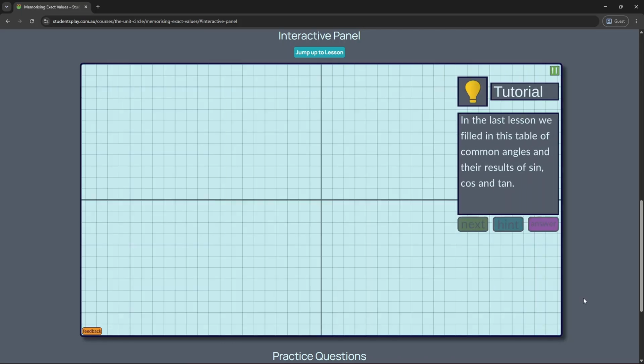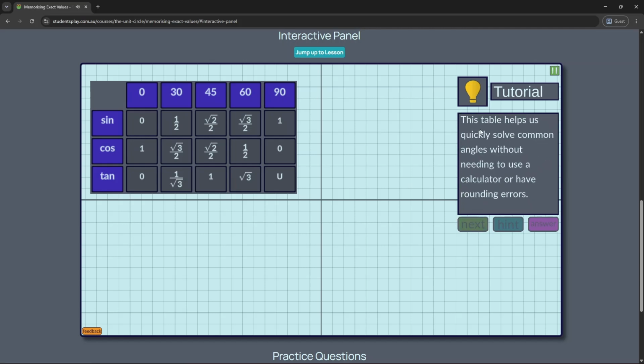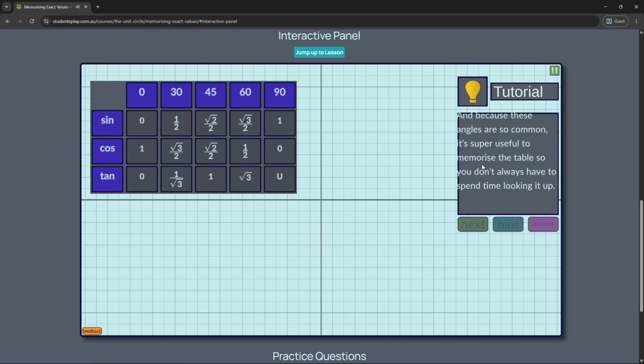In the last lesson, we filled in this table of common angles and the results of sine, cos and tan. This table helps us quickly solve common angles without needing to use a calculator or have rounding errors. And because these angles are so common, it's super useful to memorize the table so that you don't always have to spend time looking it up. Also, in most exams, you won't have a copy of the table, so you'll need to have it memorized. So here's an easy way to remember how to make the table.